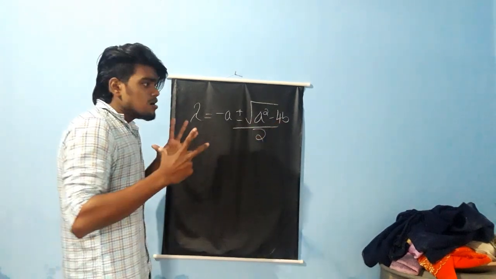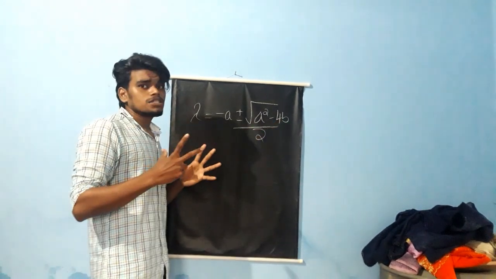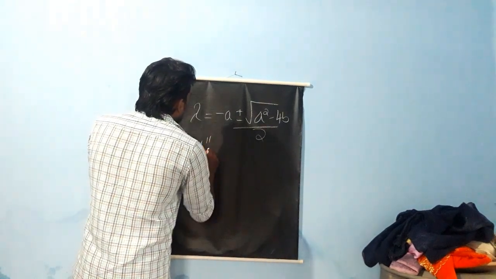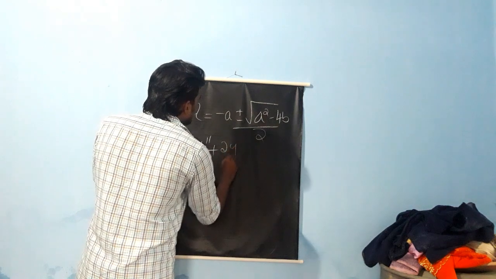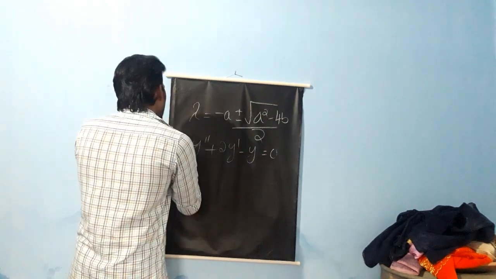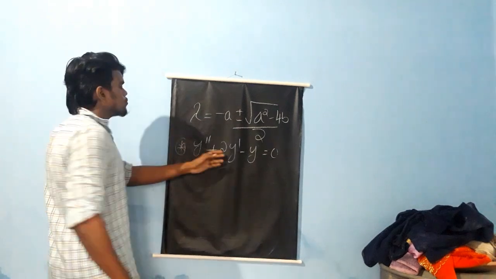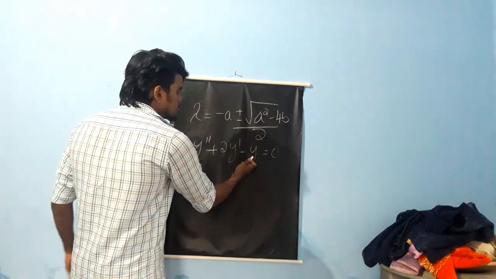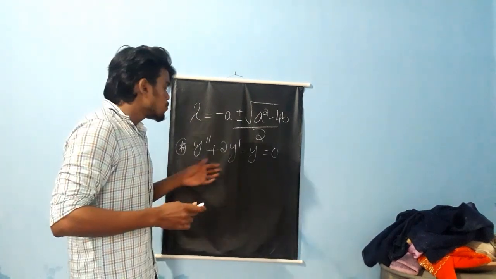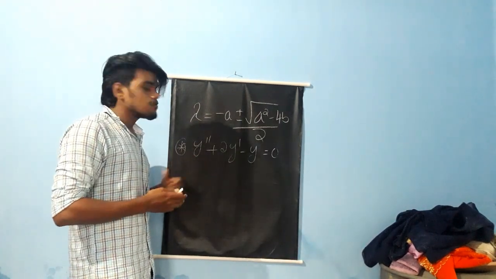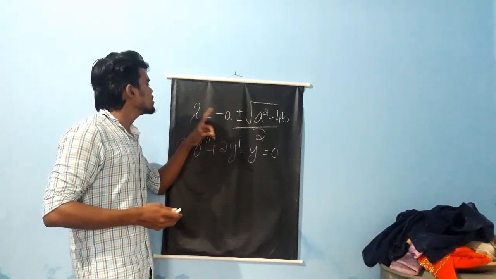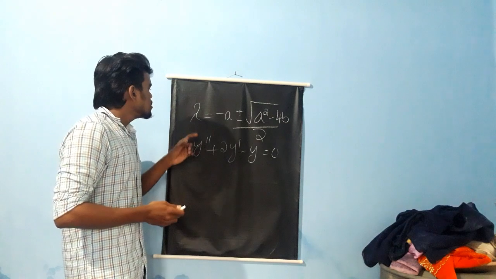When we get a differential equation with constant coefficients like y double dash plus 2y dash minus y is equal to 0, the numbers 1, minus 1, 2 are all constants in this differential equation. So what do we do to find the solution of this differential equation? We apply this equation. So we have to understand what is a, what is b and what is lambda.